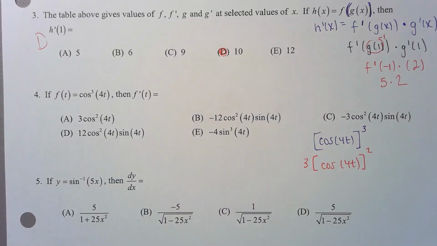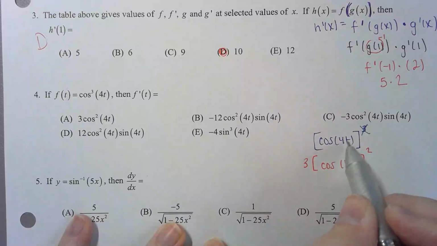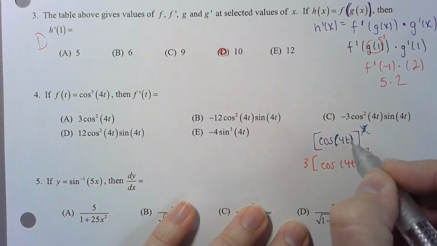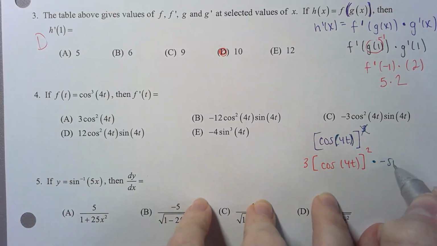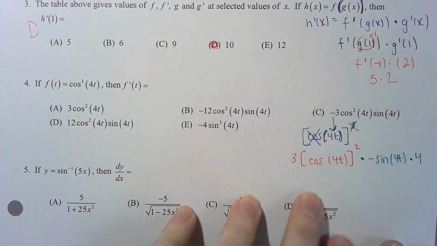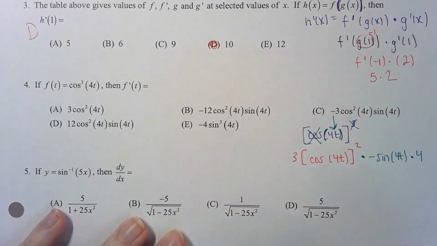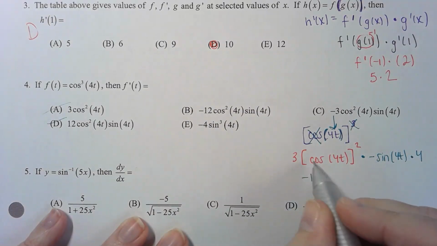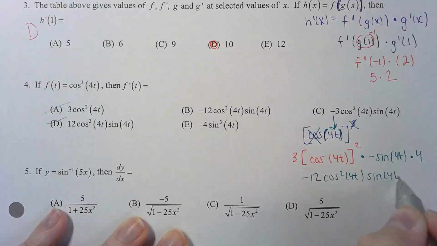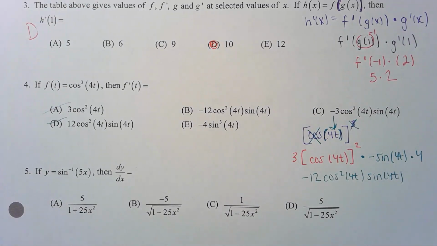Okay. The chain rule says now we need to multiply by the derivative of the inside, which is another chain rule. We're going to start on the outside. The derivative of cosine is negative sine of 4t. And then we need to finish by multiplying that whole thing by 4. All right, so I have a negative, which means I can already rule out A and D, but I have a -12 cosine squared of 4t sine of 4t, which is letter B.